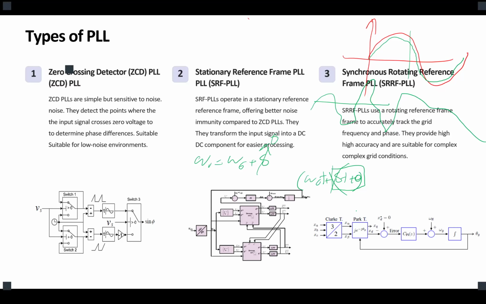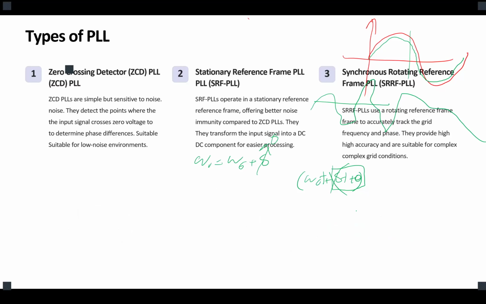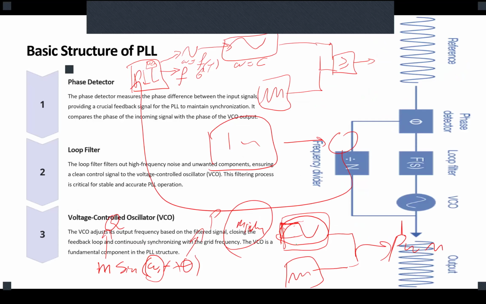So the PLL makes sure that this reference signal has the omega that it needs to have in order to avoid that variation and that problem in the control system.